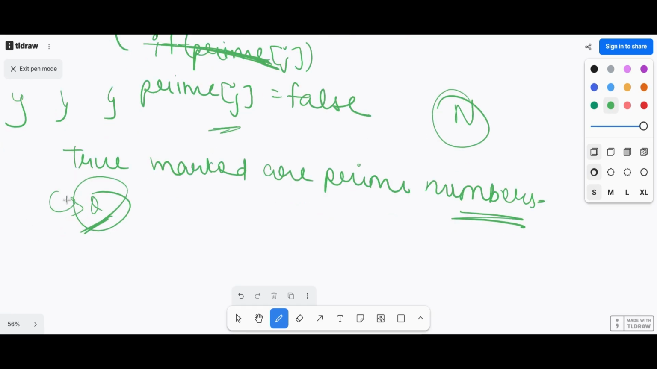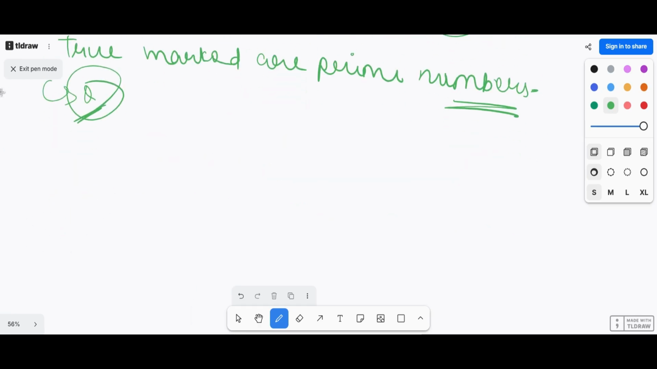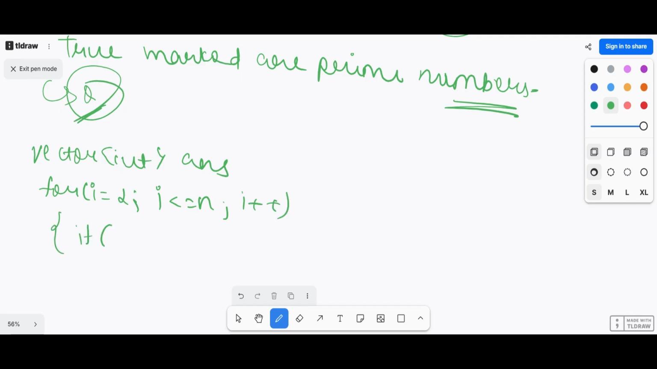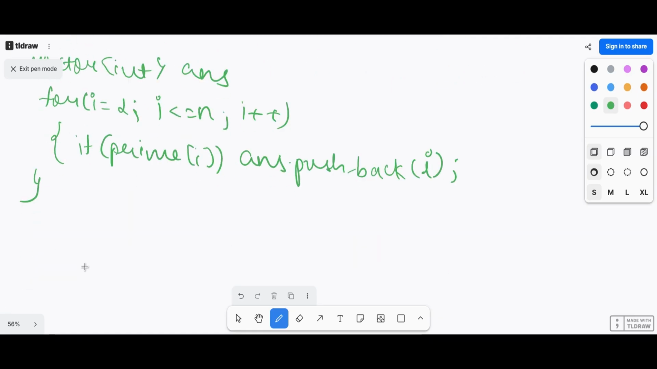Now what you have to do, you just have to make a vector. Let's say you need to return all the numbers from 1 to n which are prime. Then you'll start from 2 and go until the maximum of n. If you have this prime, then you will push back that i in your answer vector. That's it. And then you will return the answer. So this way you will get all the prime numbers from 1 to n.